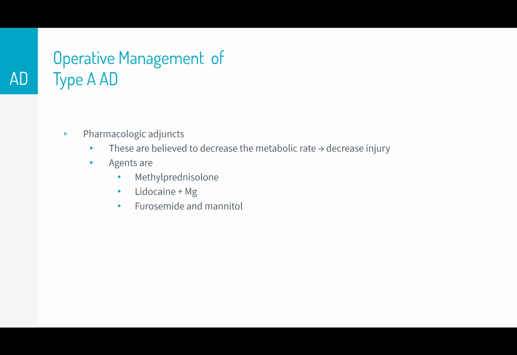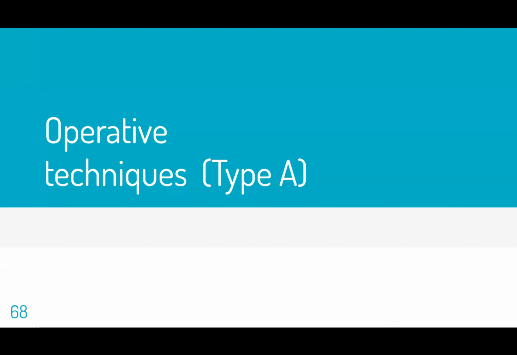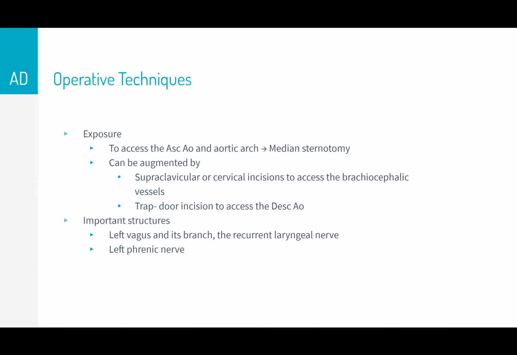The pharmacologic adjuncts, you have multiple, and they are believed to decrease the metabolic rate, in which it will decrease the injury. Agents are like methylprednisolone, lidocaine and magnesium, and furosemide and mannitol. Also, I read that in order to protect also the spine, descending thoracic aortic surgeries, for example, they use sometimes intrathecal papaverine.